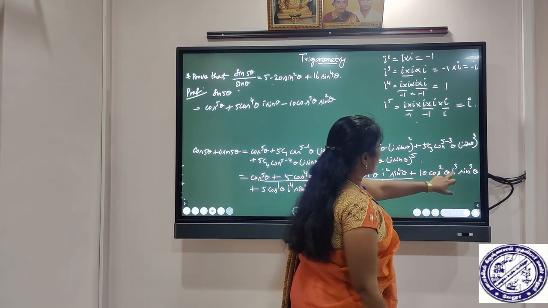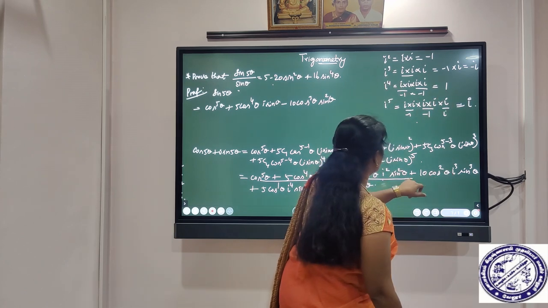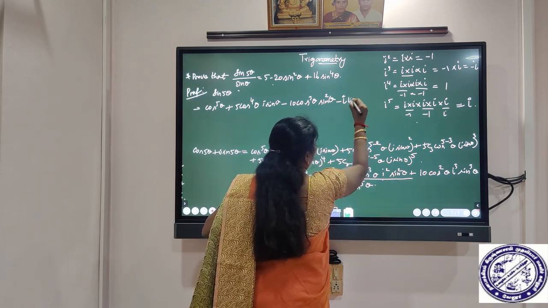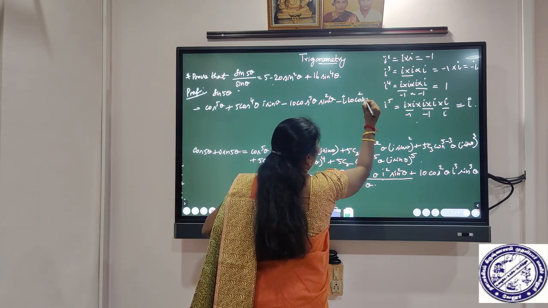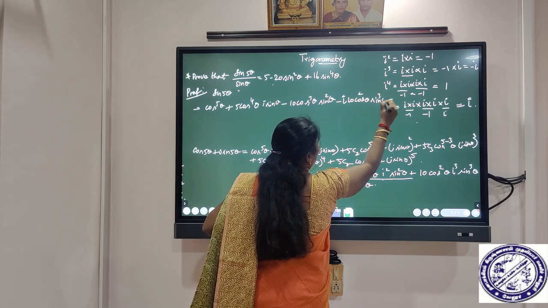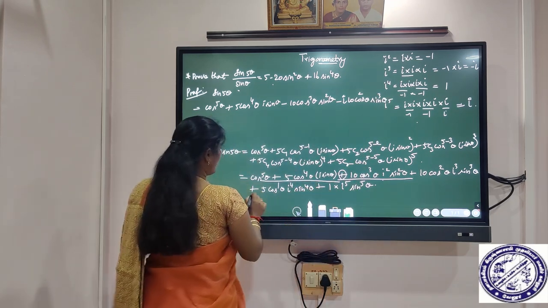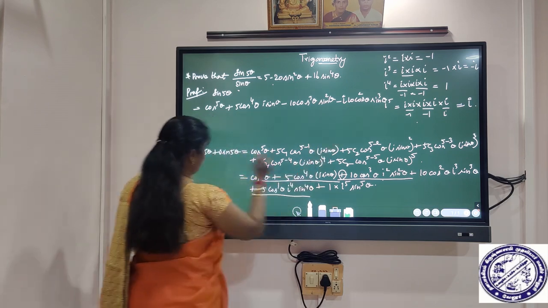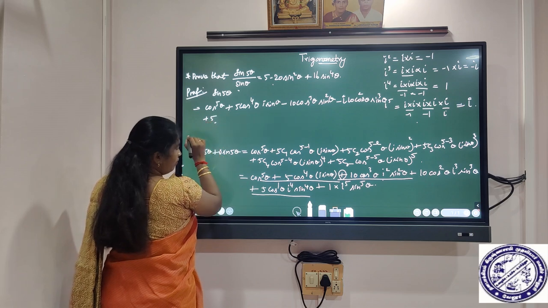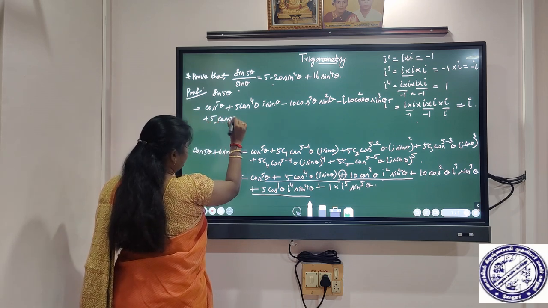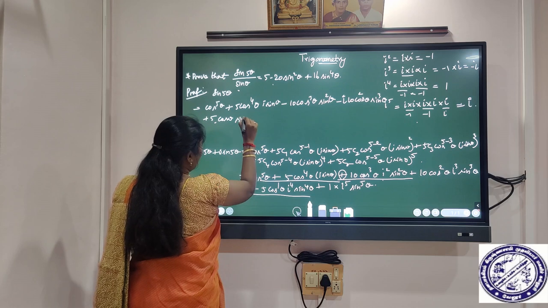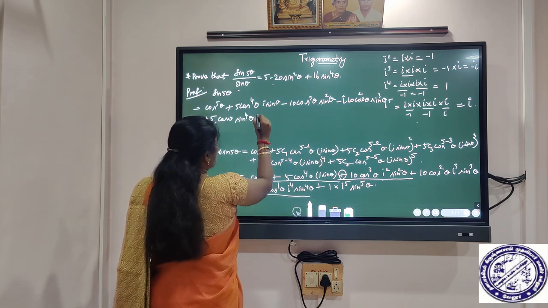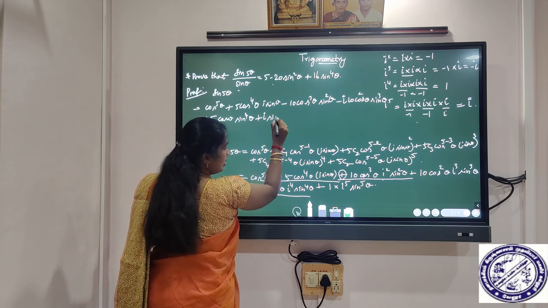Next one, symbol. So i cube means minus i. So plus into minus, so minus i 10 cos square theta sin cube theta. Next one, fourth term. i power 4 value is plus 1, so plus 5 cos theta sin power 4 theta. The final one is i power 5 value is i, so plus i sin power 5 theta.